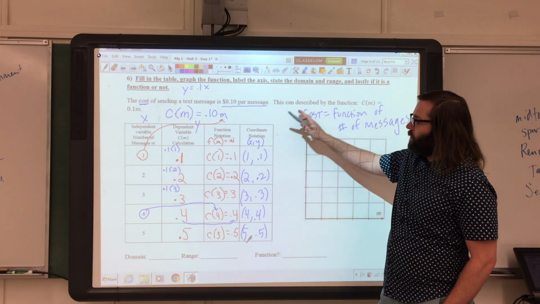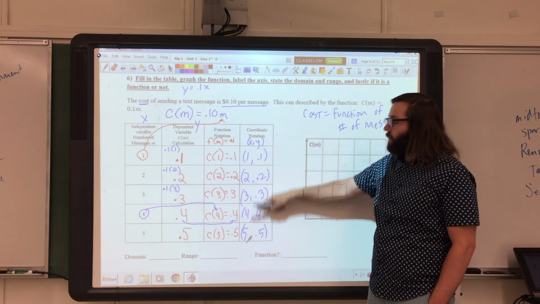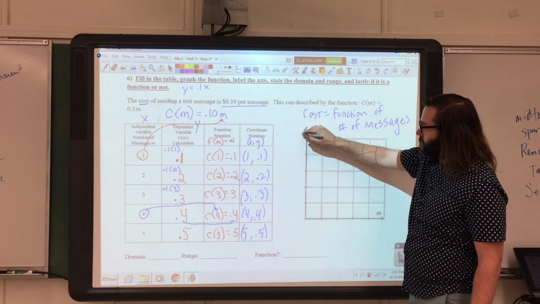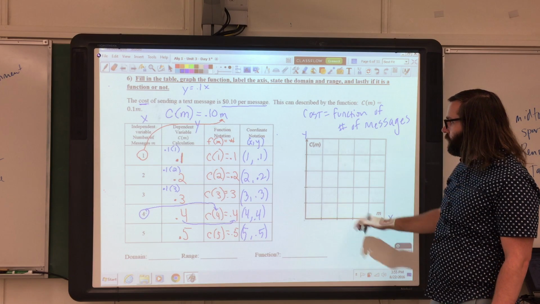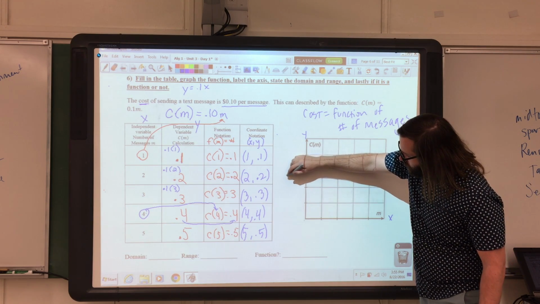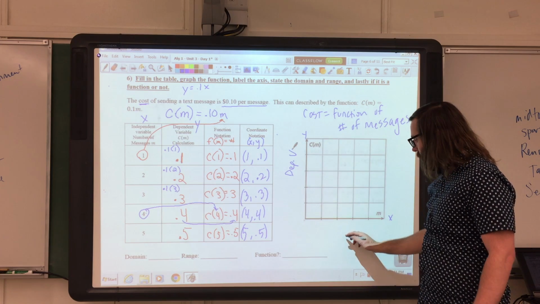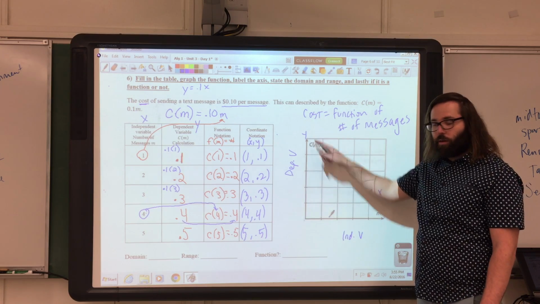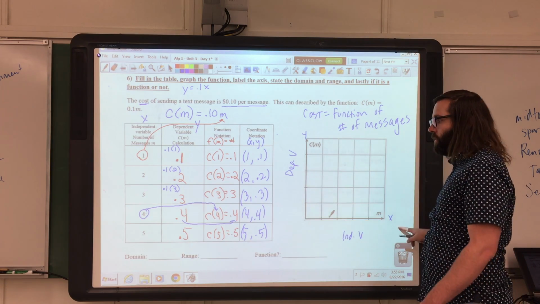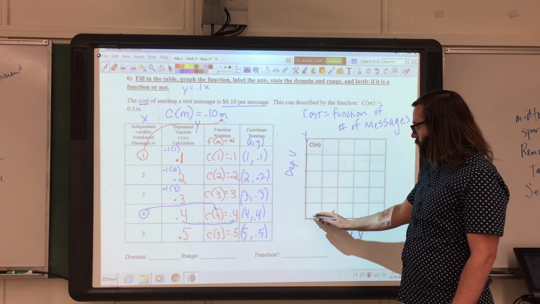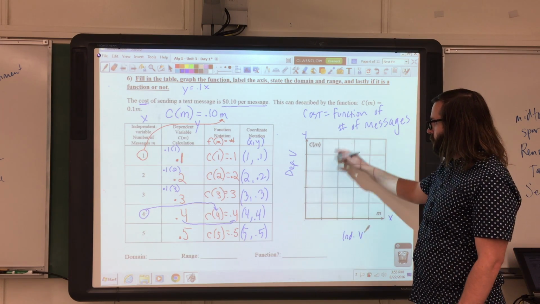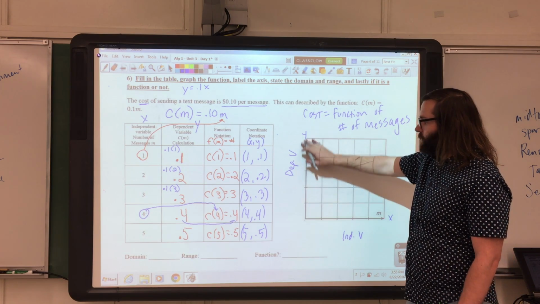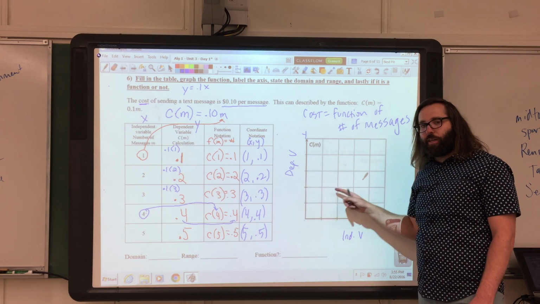So we have our table, we have our x and y values. Now we need to graph the function. Our axes are already labeled for us. Generally you do the y and the x, or dependent variable and independent variable. So our cost is going to go up here, and our messages are going to go down here. We need to figure out what our grid lines are going to go by.